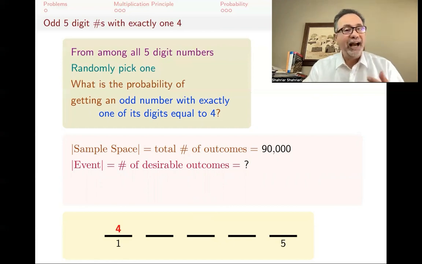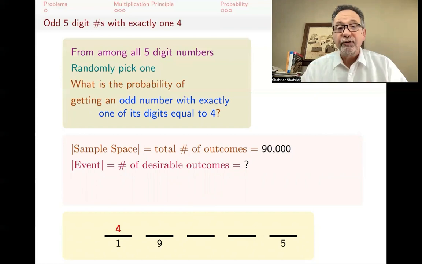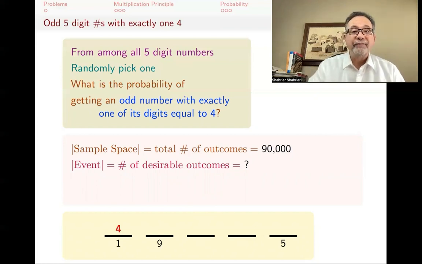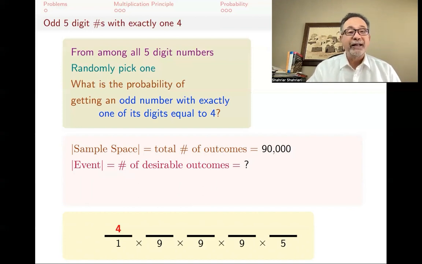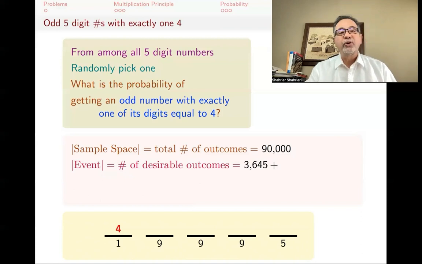And then what? Here I'm not saying that the digits are distinct, so I can repeat. How many choices do I have for this guy? 9 of them, because originally I would have 10 choices, but I'm not using 4 because I only want 4 once. I have 9 choices there, 9 choices here, 9 choices. And so the total number of possibilities, if 4 is in the left-hand spot, is going to be 3645.